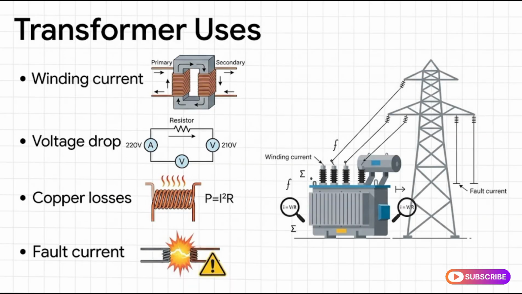And by the way, it scales way up to massive infrastructure too. If you're a transformer design engineer working on the national power grid, you use this to calculate winding current, determine voltage drop, find copper losses, and estimate massive fault currents. Even though complex power grid designs often use a broader concept called impedance, that whole shebang rests directly on the humble foundation of Ohm's law.